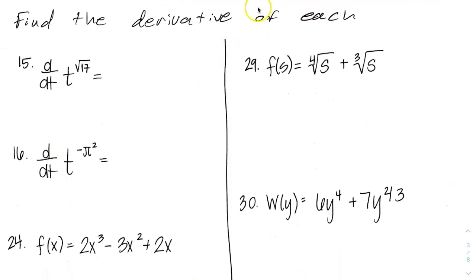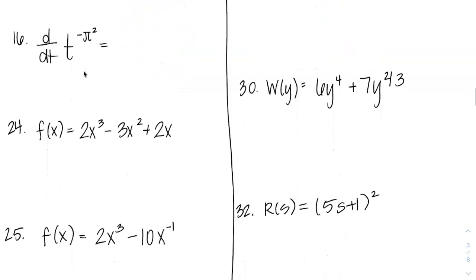Okay, let's move down to the next step. For all these, we want to find the derivative of each. So the first one, now it's t to the radical 17. It looks scary, but radical 17 is just a number, so we're going to treat it the exact same way. Bring it down, subtract 1 off. So rad 17, t to the rad 17 minus 1. That's all I could do. Next one, kind of the same idea. I know it looks scary, it's just a number. So do the same thing. Bring it down, subtract 1 off. Negative pi squared, t to the negative pi squared minus 1. Done.